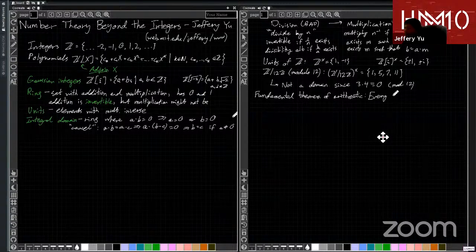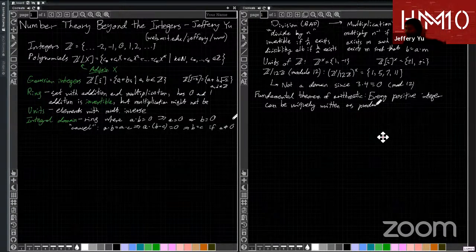Okay, so the version we're probably used to is that every positive integer can be uniquely written as a product of primes. Now, the statement as I've said it and as I'm about to finish writing it is not quite correct. There are a couple of technicalities that I want to talk about.